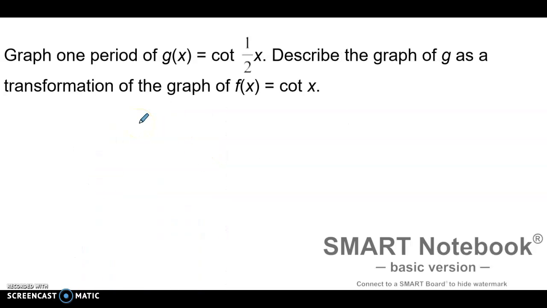Okay, let's look at cotangent. So cotangent is the inverse of the tangent. And so I'm just going to graph this on Desmos real quick.